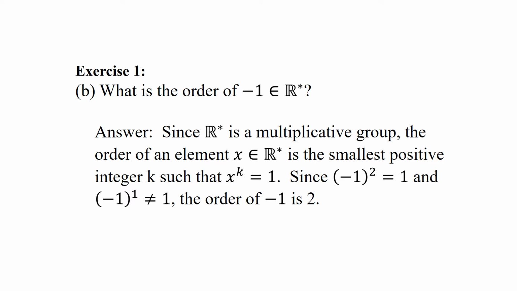On the other hand, when we're looking at the multiplicative group of non-zero reals, I want, again, a power of -1 that gives me 1. Clearly, if I take -1 squared, that gives 1, which is the identity in that group. And again, it's obvious that no smaller positive exponent will give you 1, so we conclude the order of -1 is 2 in the multiplicative group of non-zero reals.